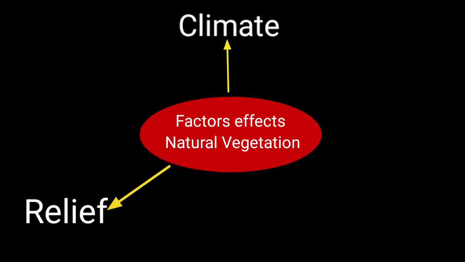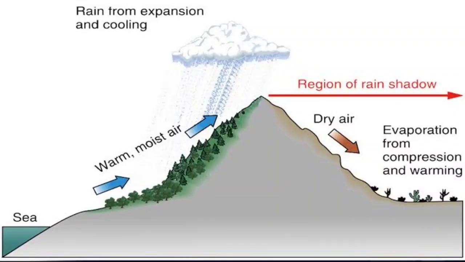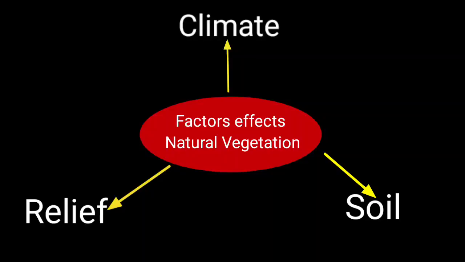Relief or topography is also a very important factor, because on the windward side of the mountain we can have more vegetation because rainfall is more. When the air descends on the other side of the mountain, the leeward side, the vegetation cover is less because it is a rain shadow area.